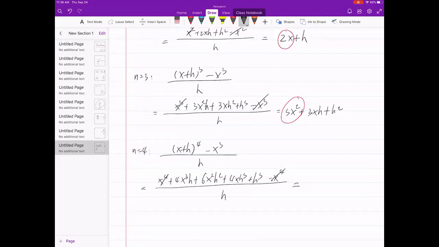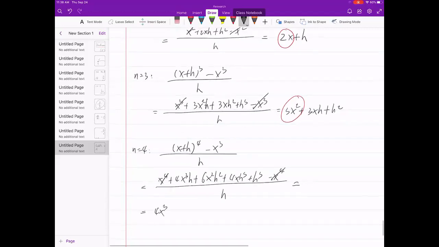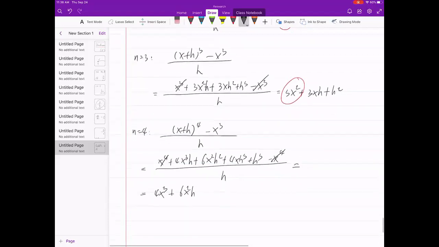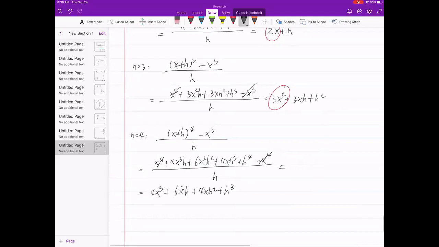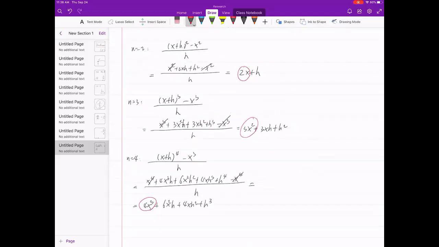Okay, they cancel. This is fourth, and this is cube. After you let h go to 0, only this one is left. Trust me on my calculation of foiling everything out. Okay, that is correct. But once you admit that, do you observe a general pattern? What's going on?